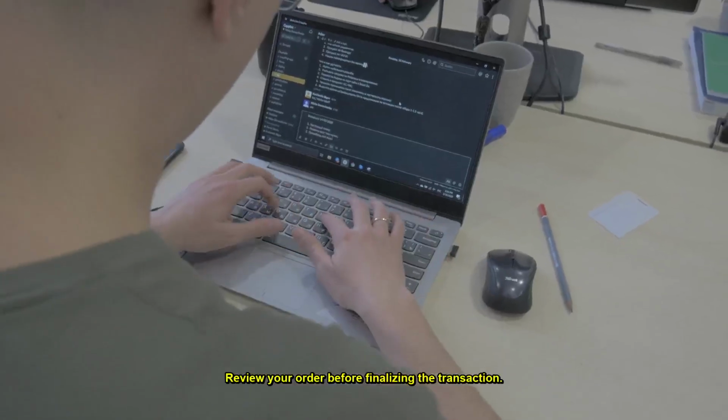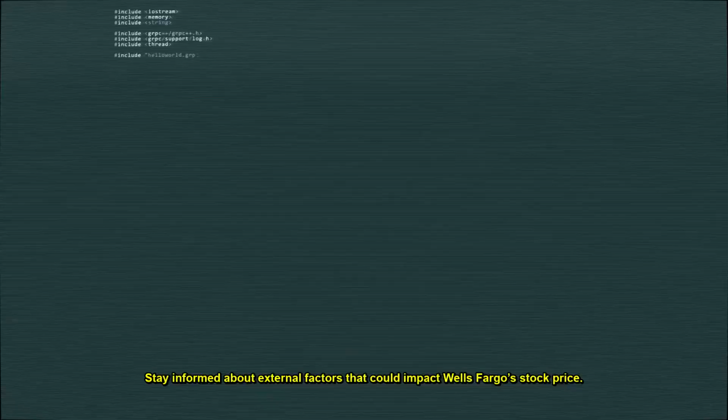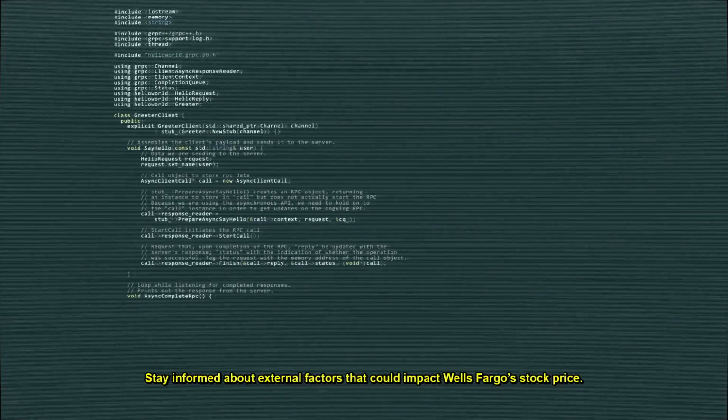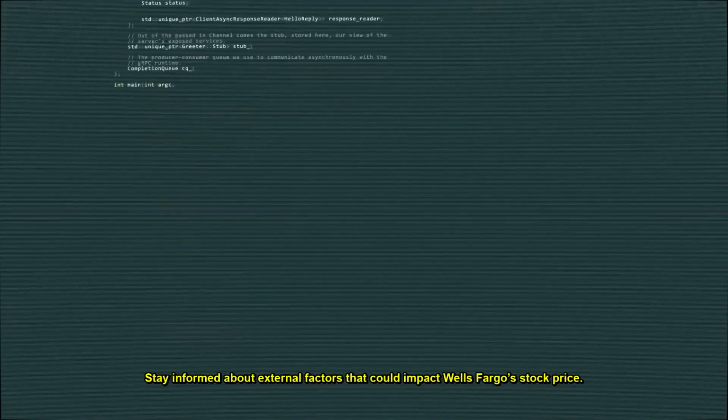Place a market order for immediate execution or a limit order to set your desired purchase price. Review your order before finalizing the transaction. Monitor your investment regularly to evaluate performance. Stay informed about external factors that could impact Wells Fargo's stock price.